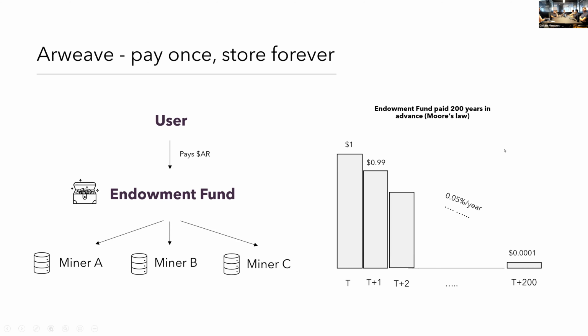So the user comes, he's paying with the Arweave token, AR, he's paying it to a virtual endowment fund. And then you have these miners. Each miner can choose which pieces of data are stored on the network. And the more data he stores, the more funds he's getting from the endowment fund. So we have this financial mechanism which incentivizes basically computers, nodes, miners to store big chunks of data.